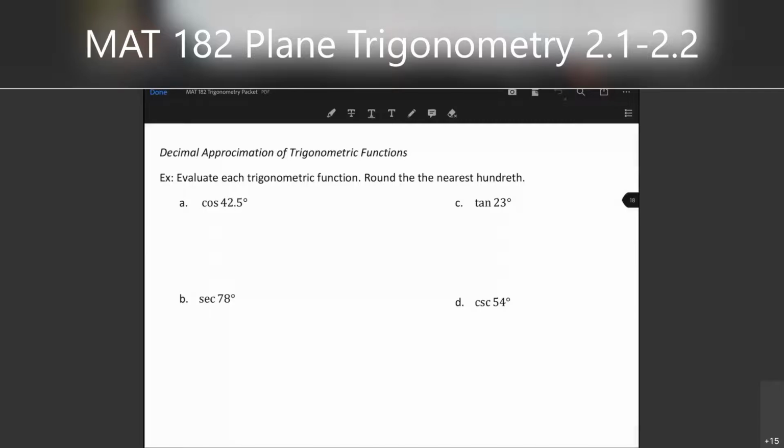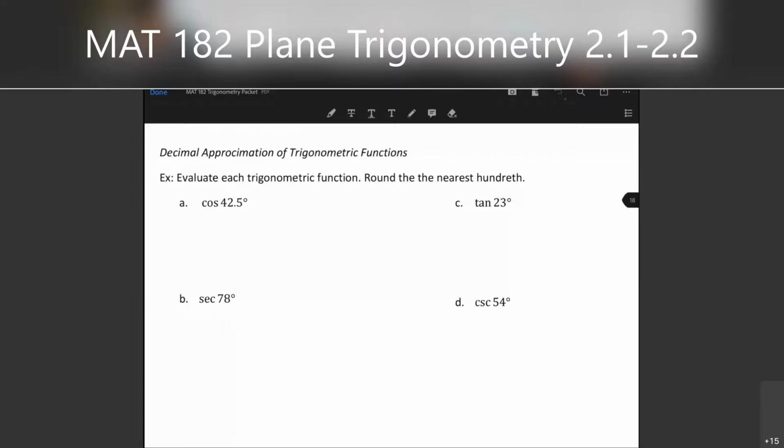All right, so the next thing we'll do is just to get used to the sine, cosine, tangent buttons in our calculator. We're just going to work with evaluating a few of these and rounding to the nearest hundredth. So just as some practice with our calculators, let's go with part A. If we were to take cosine of 42.5 degrees, go ahead and try that in your calculator. We'll want to round that to the nearest hundredth.